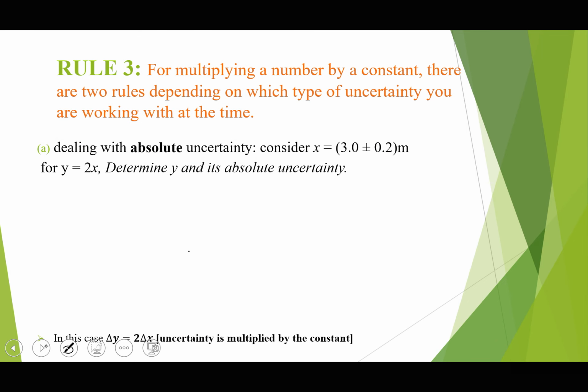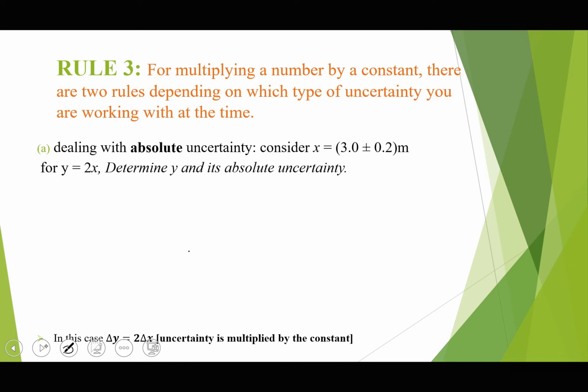Rule number 3, and the most beautiful and interesting rule. For multiplying a number by a constant, there are 2 rules, depending on which type of uncertainty you are working with at the time. There are 2 rules in rule number 3, if I'm to put it like that. It will depend on whether you are dealing with absolute uncertainties or fractional uncertainties. Let us see.